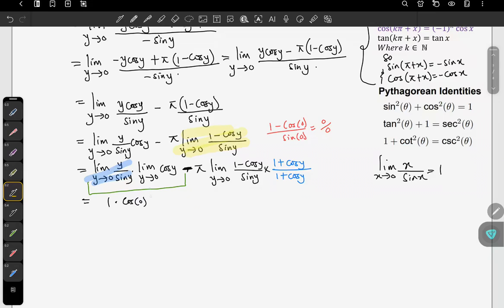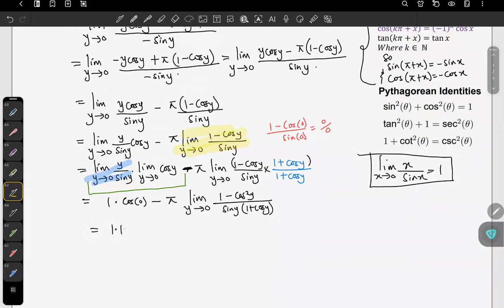Minus pi times the limit as y goes to 0 of the difference of two squares of this numerator, that gives us 1 minus cos squared y over sine y. I've said it in the last video that we do not need to expand anything in the denominator, 1 plus cos y. And using the Pythagorean identity, we know that 1 minus cos squared y is equal to sine squared y. So this is equal to 1 times 1. Okay, let me use parentheses.